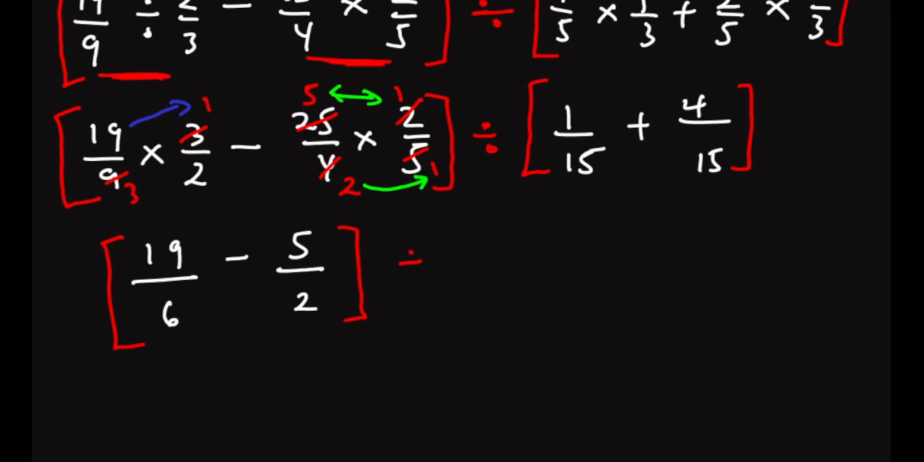Then divided by, adding this, you can see that the denominators are the same, 15. So we just pick one to be our LCM, and that's going to be 15. Then we just add the numerators, this and that. So 1 plus 4. Then we close the brackets.